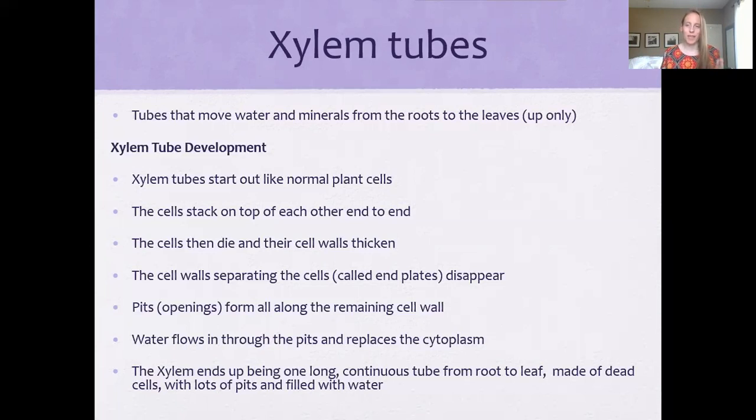So you end up with a big, long, continuous xylem tube that goes from the root all the way up to the leaf, made of dead cells, and that is now filled with water. It doesn't have the cytoplasm, it doesn't have organelles anymore. It's just essentially turned into like a big, long straw.